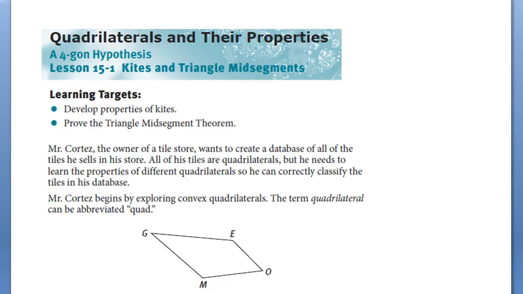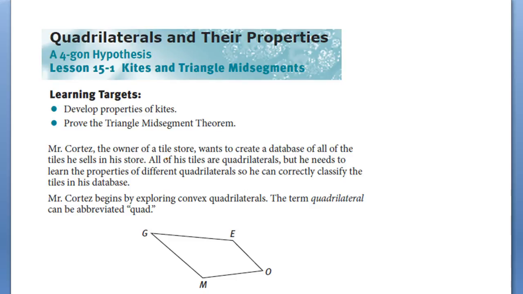With this video, we begin activity 15, which has to do with quadrilaterals and their properties. This is for lesson 15-1, kites and triangle midsegments. Learning goals are to develop properties of kites and to prove the triangle midsegment theorem.